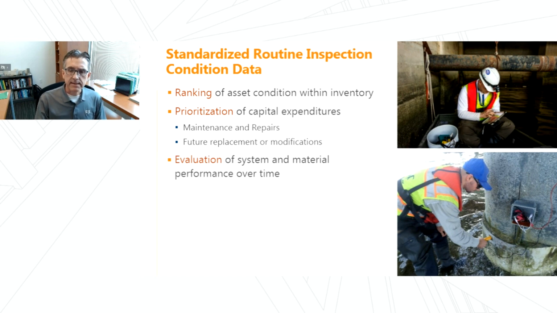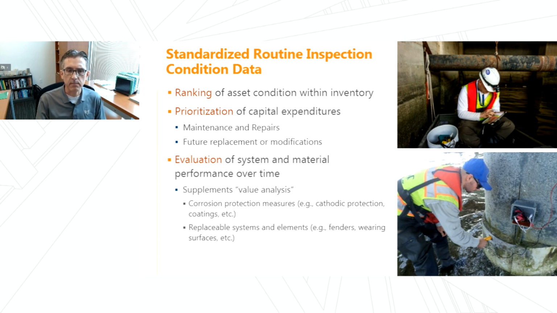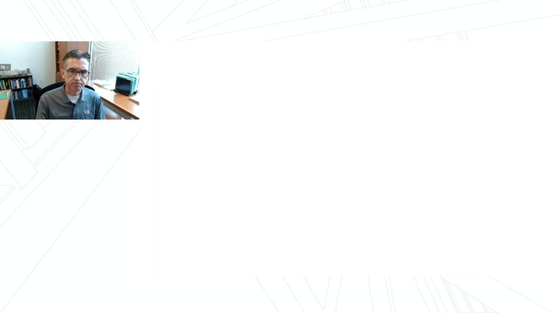Also, when we collect the data routinely over time, it allows us to evaluate system and material performance, and it enables a value analysis. Some of the things we might do with that data would be to look at how well the money spent on corrosion protection measures like cathodic protection or coatings is resulting in extended service life of the structure, or how long replaceable systems like modular fenders and wearing surfaces last.